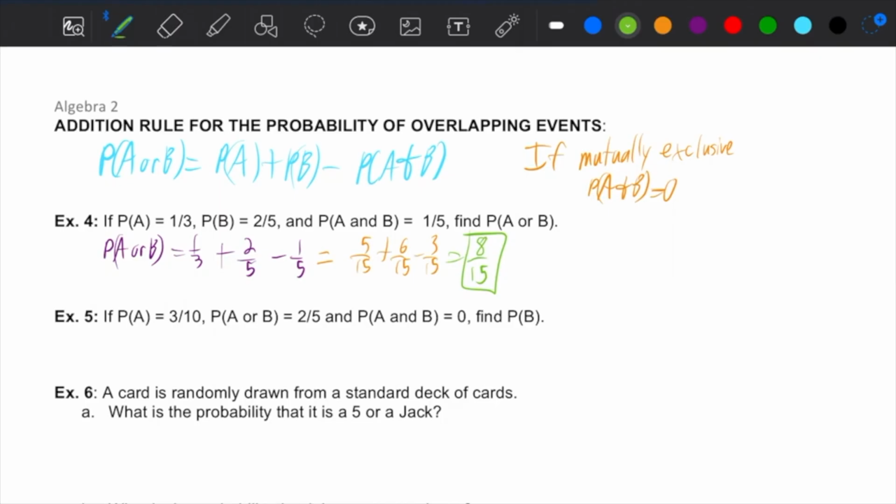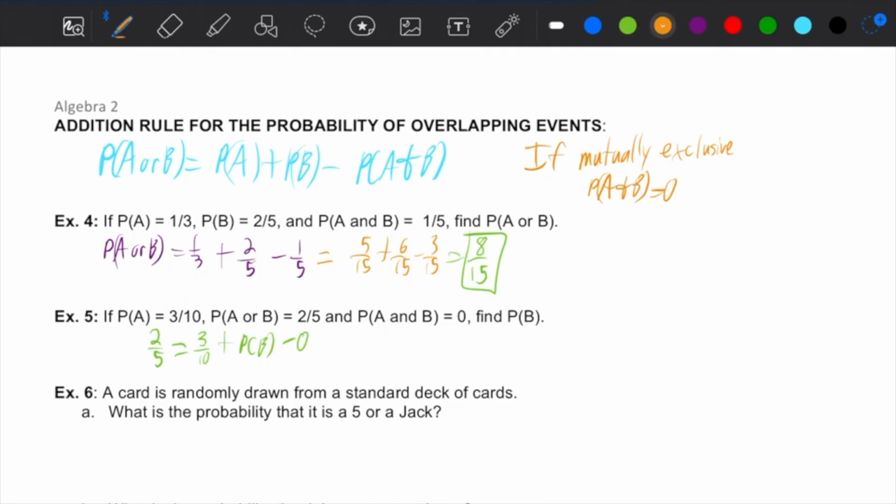Example 5, probability of A. We know the probability of A or B, and A and B, but we don't know the probability of B. So we follow the same pattern, but we just fill in something different. So we said probability of A or B equals the rest, so that's 2 over 5 equals probability of A, 3 over 10, plus the probability of B, which we don't know, minus the probability that they happen simultaneously, which we said is 0 right here.